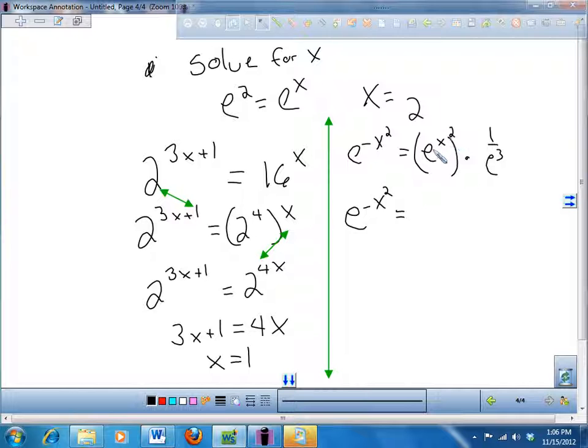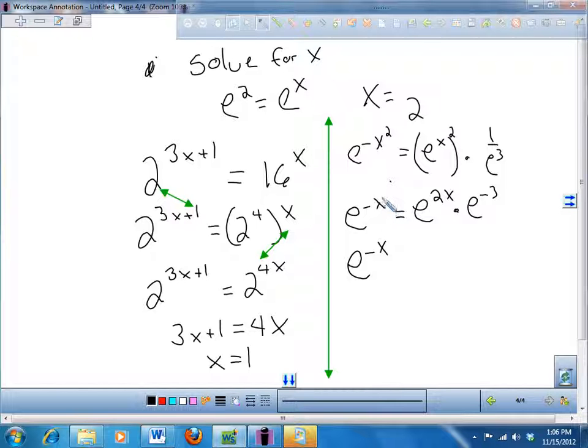How could I rewrite e to the x squared? e to the 2x, like that, right? Because you multiply these exponents. How could I write e to the 1 over e to the 3? e to the negative 3. I bring it upstairs and I make it negative. Now I could rewrite this as e to the negative x. Oh, it shouldn't say x squared, I'm sorry.